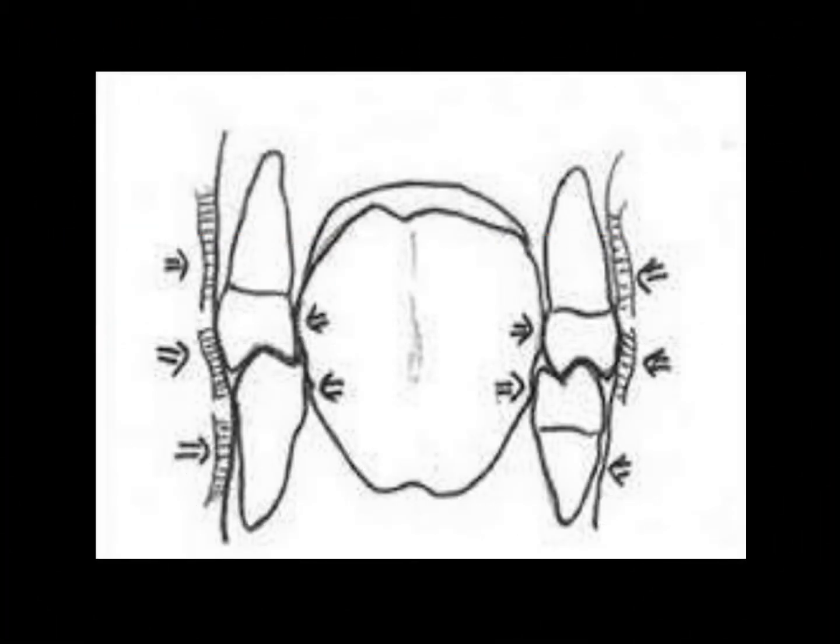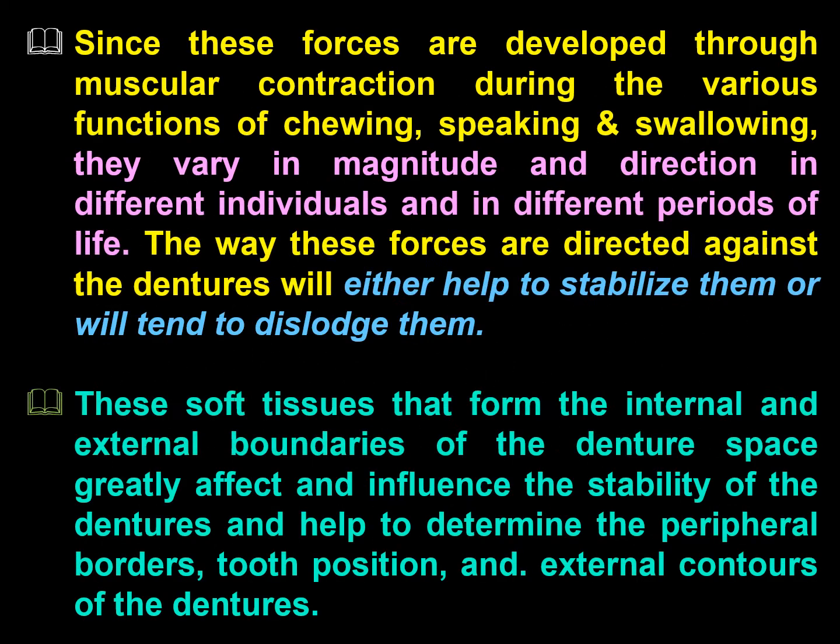So the forces from the tongue pressing outward are neutralized by the forces of the lips and cheeks pressing inward. These forces are developed through muscular contraction during the various functions of chewing, speaking, and swallowing. They vary in magnitude and direction in different individuals and in different periods of life. So the way these forces are directed against the denture will either help to stabilize it or tend to dislodge it.